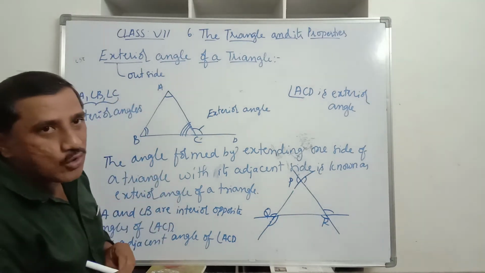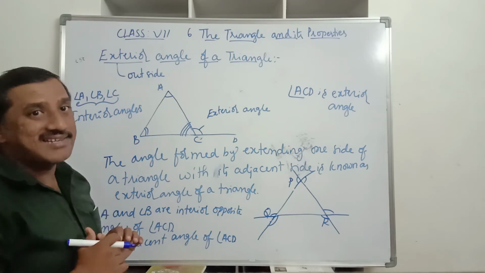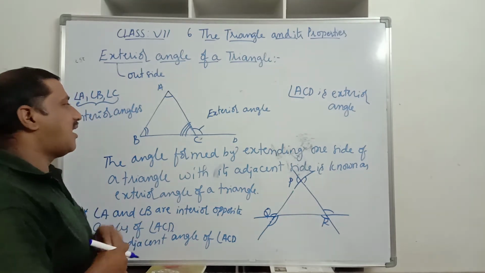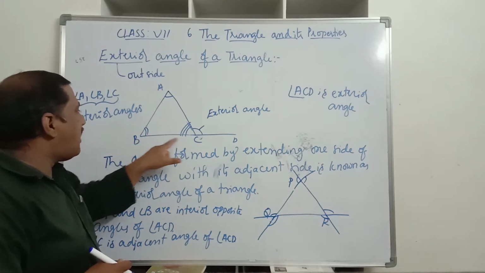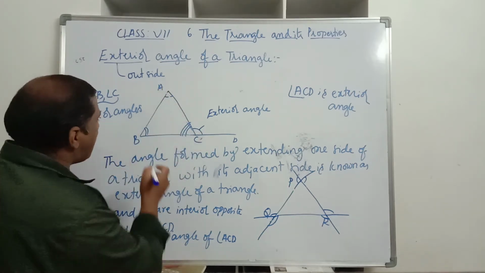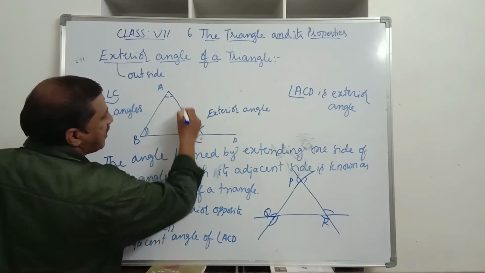That property is known as exterior angle property of a triangle. Now if you observe this figure, how much is this angle? Angle BAC and angle ACD.